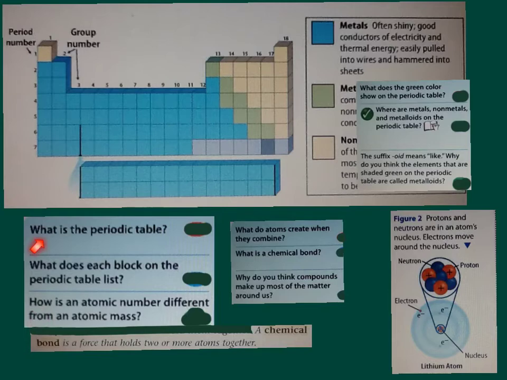So what is the periodic table? The second one, what does each block on the periodic table list? And the third one, how is an atomic number different from atomic mass?